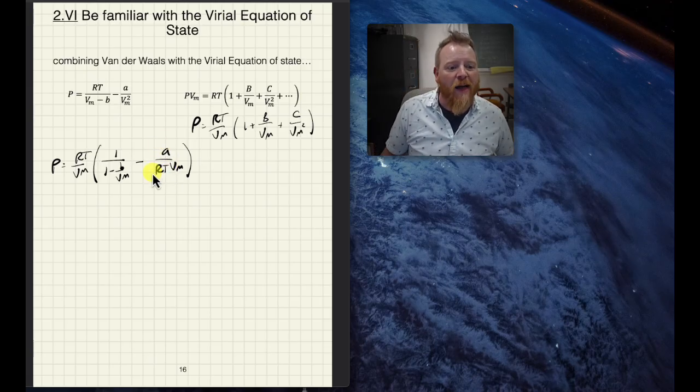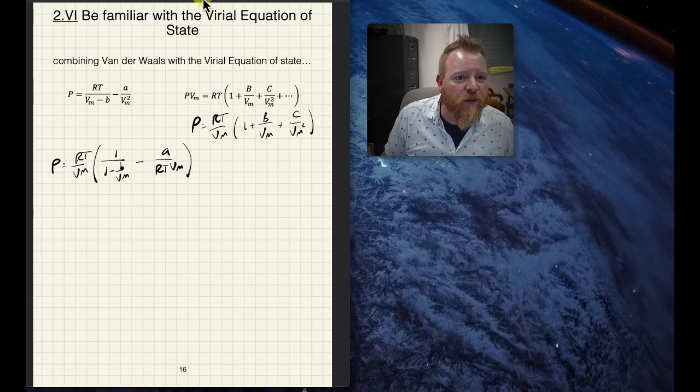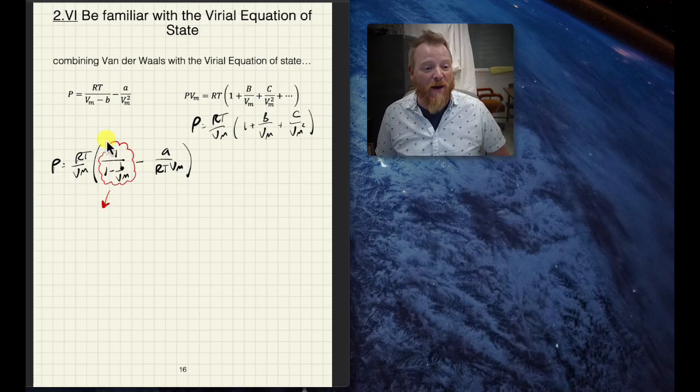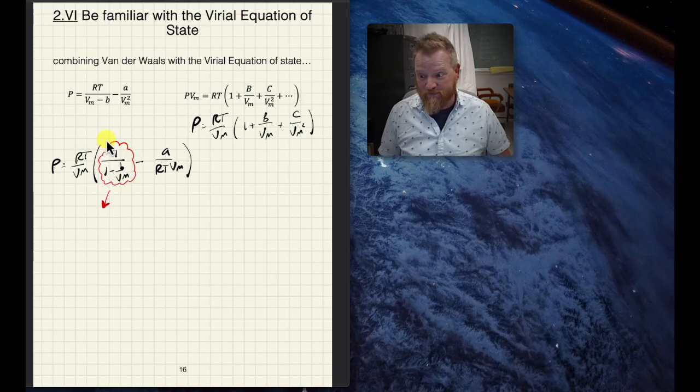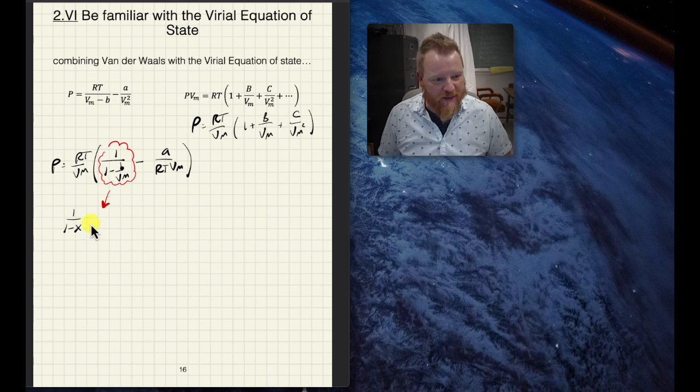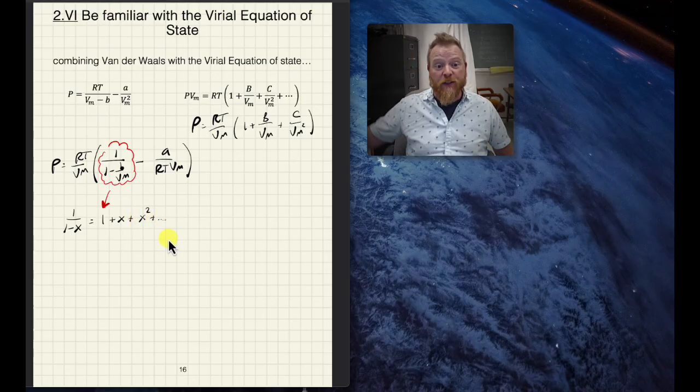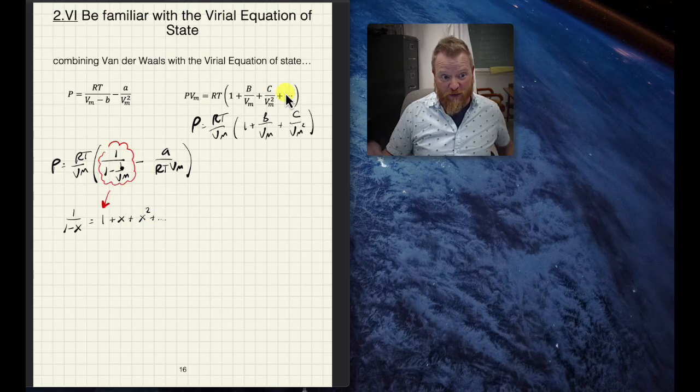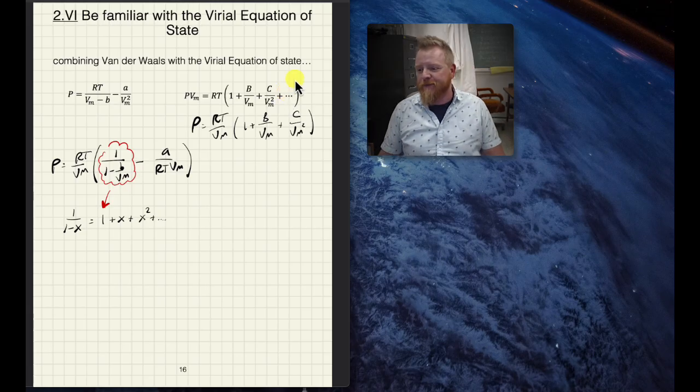OK, well, as it turns out, this chunk right here that I'm going to circle, bubble off, is yet again the form of another Maclaurin series expansion. So the Maclaurin series expansion goes as the following. 1 over 1 minus x equals 1 plus x plus x squared. And we can actually keep going with that just like we did up here. So you can see we're on the right track.